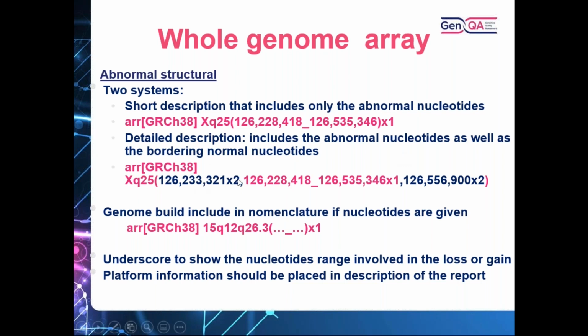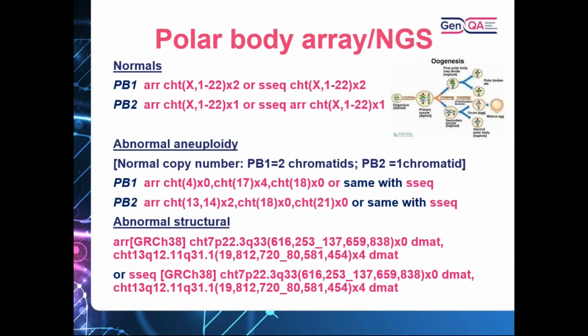So in this particular case, these are normal. They both say times 2. This is times 1, that times 2. The genome build must begin in the nomenclature if nucleotides are given. And the underscore is used to show the range involved in the loss or gain. And the platform information should be used in the description.